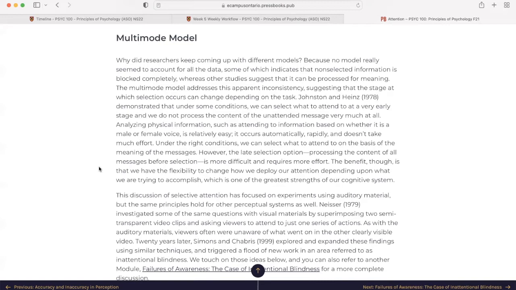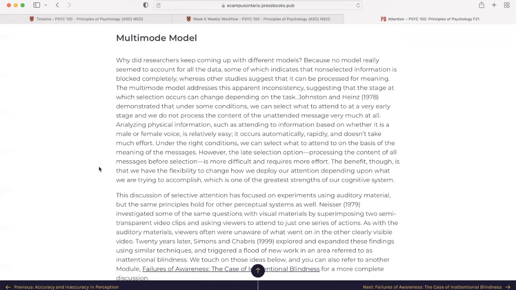the task. Johnston and Heinz demonstrated that under some conditions, we can select what to attend to at a very early stage, and we do not process the content of the unattended message very much at all. Analyzing physical information, such as attending to information based on whether it is a male or female voice, is relatively easy. It occurs automatically, rapidly, and doesn't take much effort.